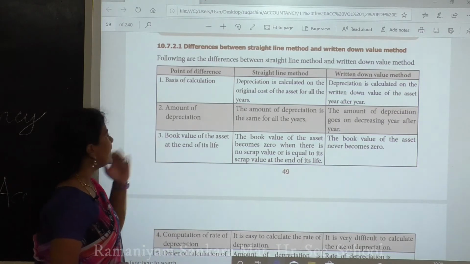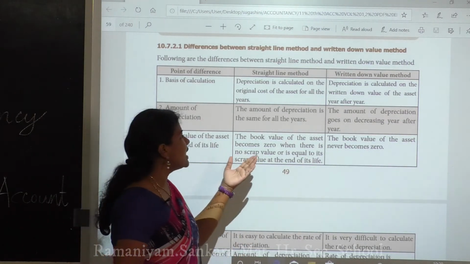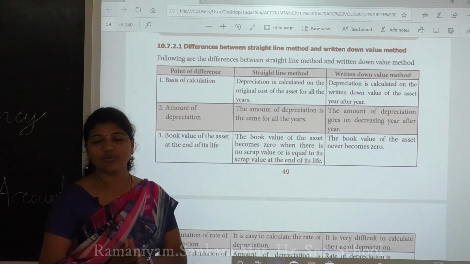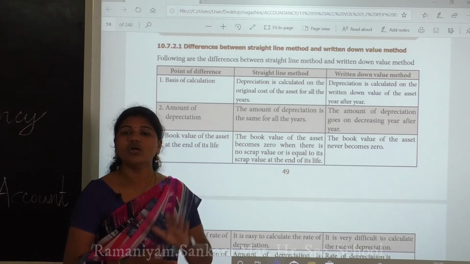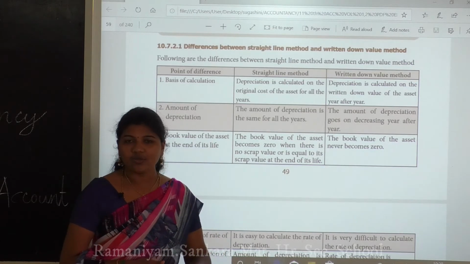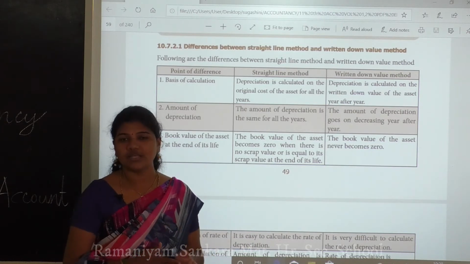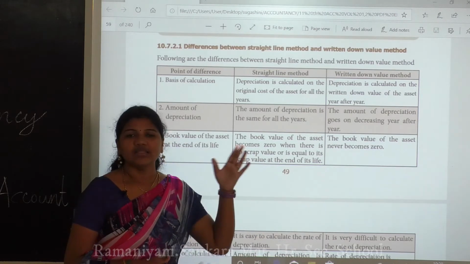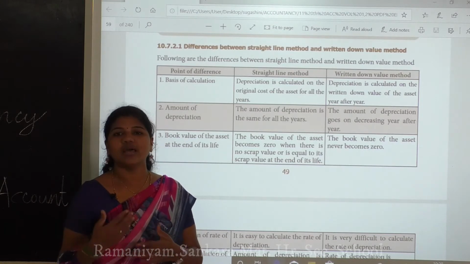Next thing is the amount of depreciation. In the straight line method, the amount of depreciation is the same for all the years. The same amount, like we calculate a basic thing, 5,000, we fix it, and that fixed rate only we calculate up to 10 years. Depending upon the years, 5 years or 10 years, whatever it is, we fix the amount, and that amount only we reduce, depreciated every year.